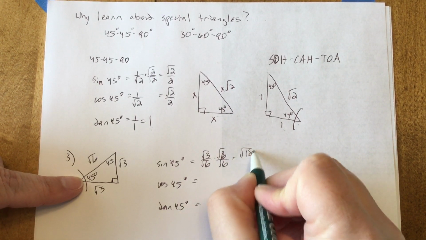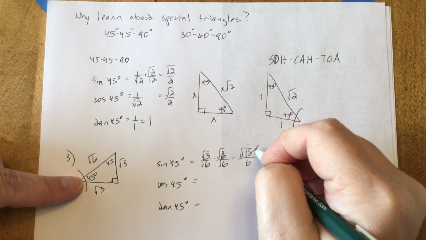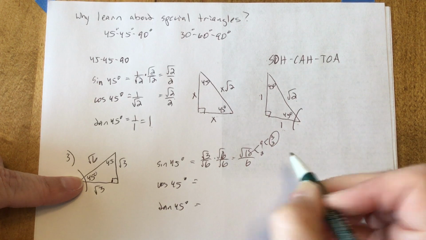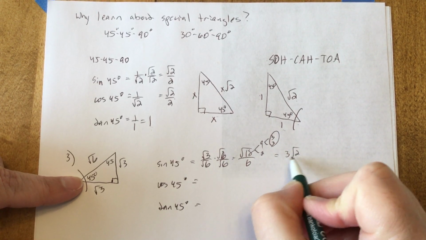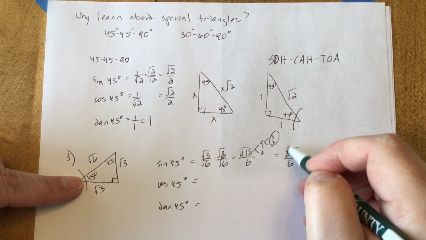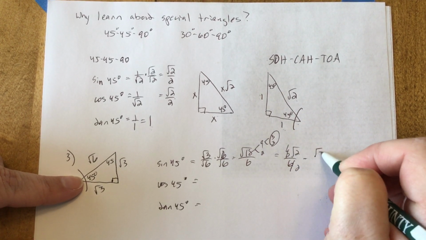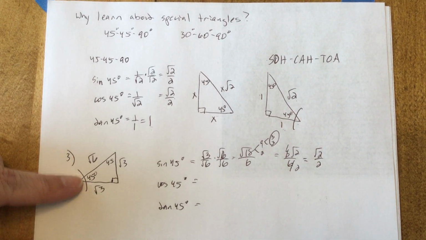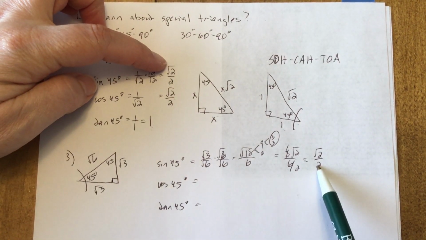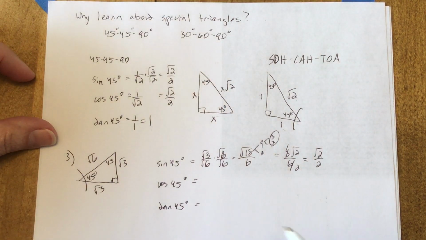Let's see, that's root 18 over 6. Let's see, 18's 9 and 2, and 3 and 3, so I have a pair of 3's. So that's 3 root 2 over 6. And then, of course, 3 and 6 can both be divided by 3. So I get root 2 over 2. Okay? I knew I was going to get that. It doesn't matter what the sides are. As long as it's a 45, 45, 90 triangle, all this will work out.